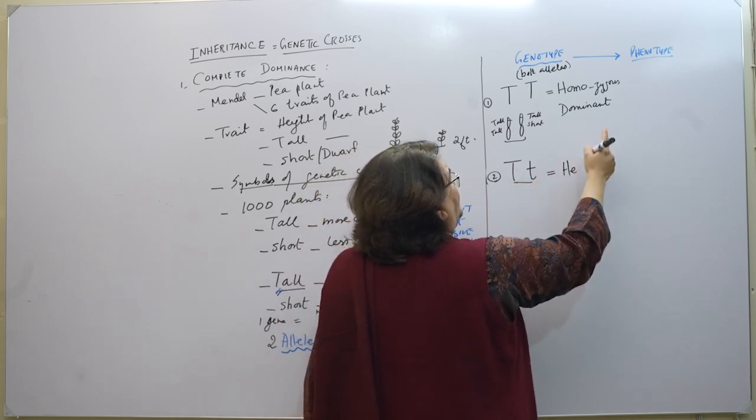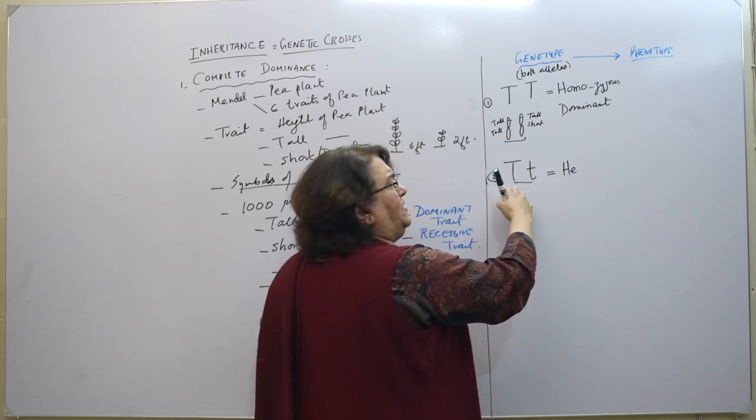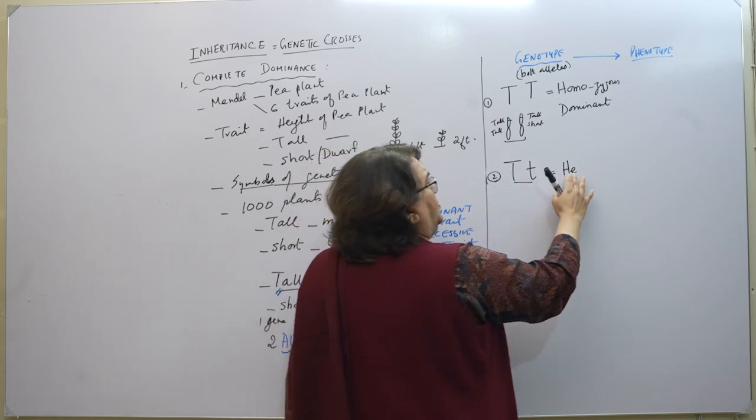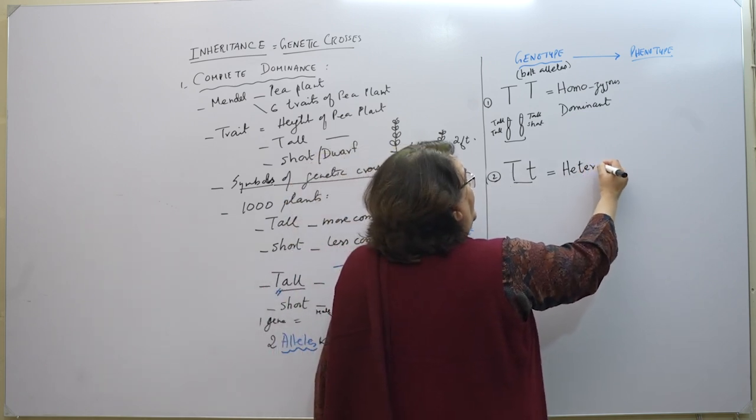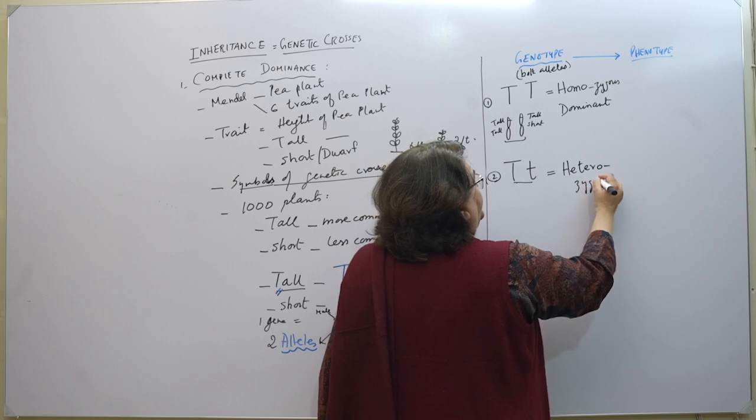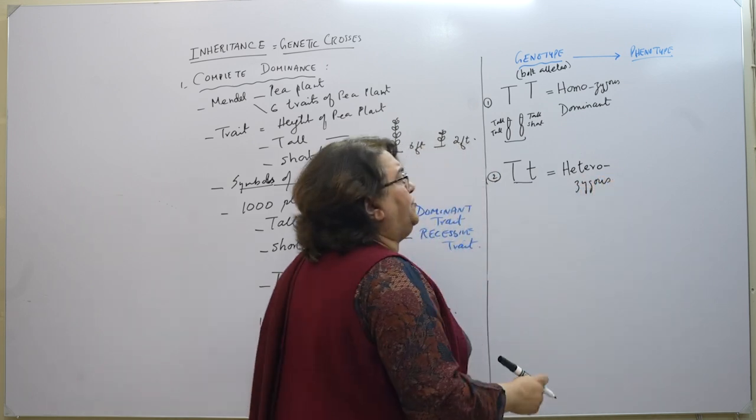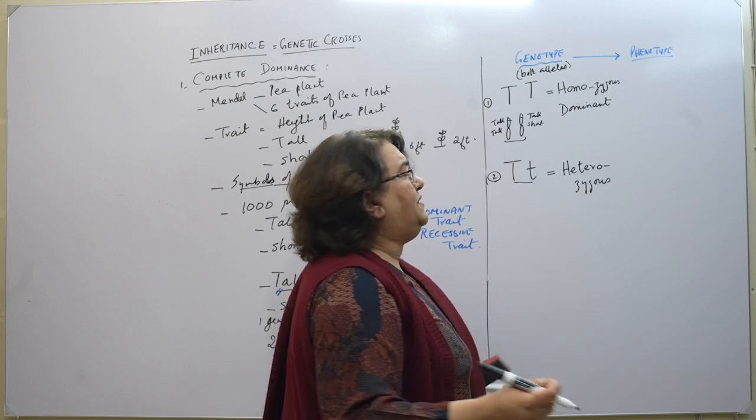Now, when you write capital T and small t, how is this expressed in words? This is not homozygous because it's not the same. One is dominant, the other one is recessive. So this is termed heterozygous, and that's it. The word hetero actually in Latin stands for the word other.